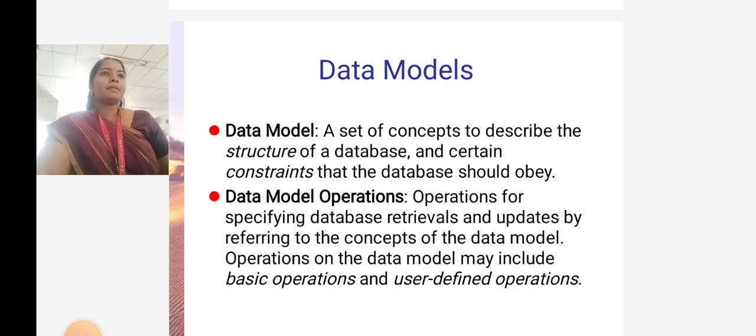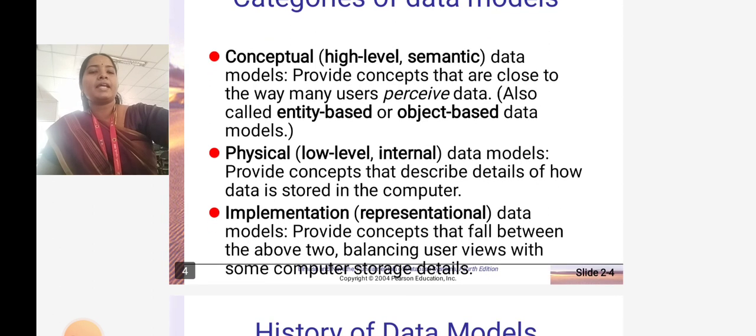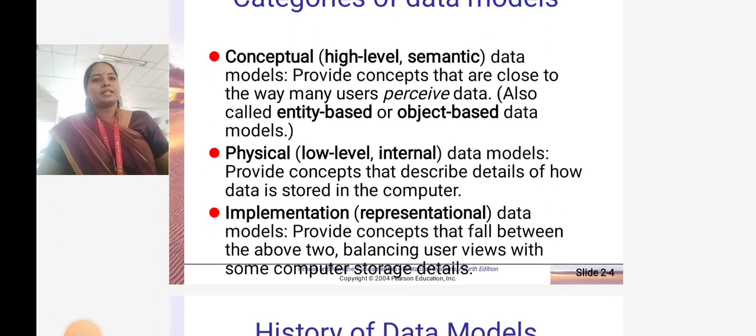So it can be divided into conceptual, physical, and implementation level. We are going to see about the conceptual, that is, high level semantic data models. It provides the concepts that are close to the way many users perceive data. So we have entity based or object based data models here. Then the physical level, that is, the low level or internal level data models, provides concepts that describe details of how data is stored in the computer.